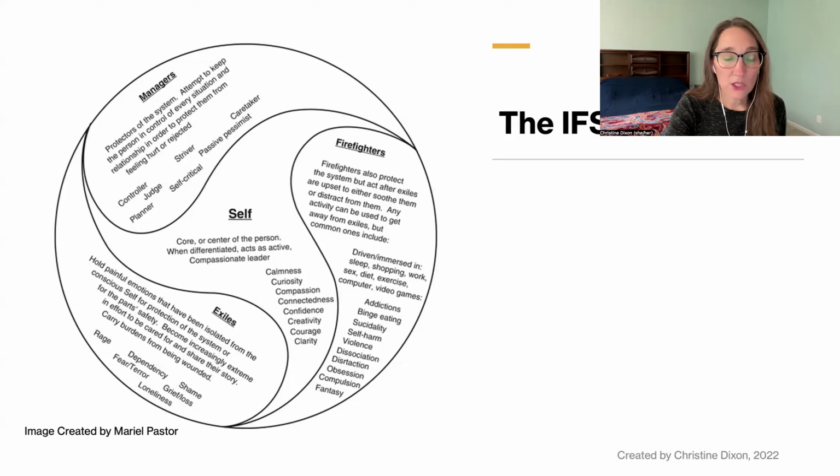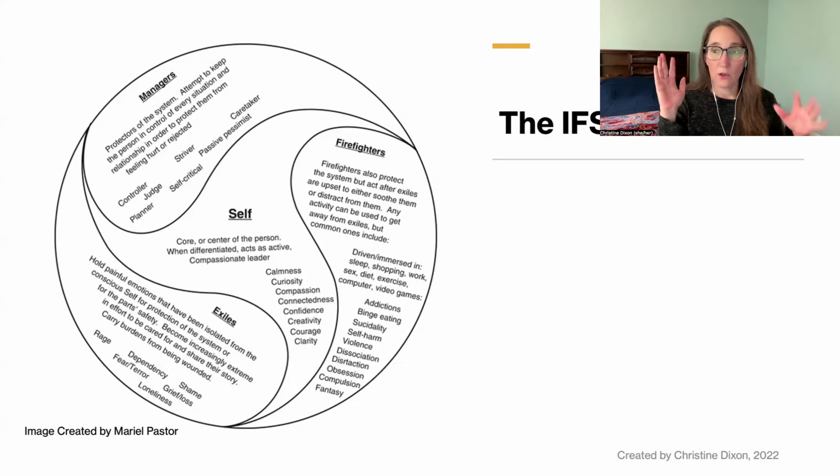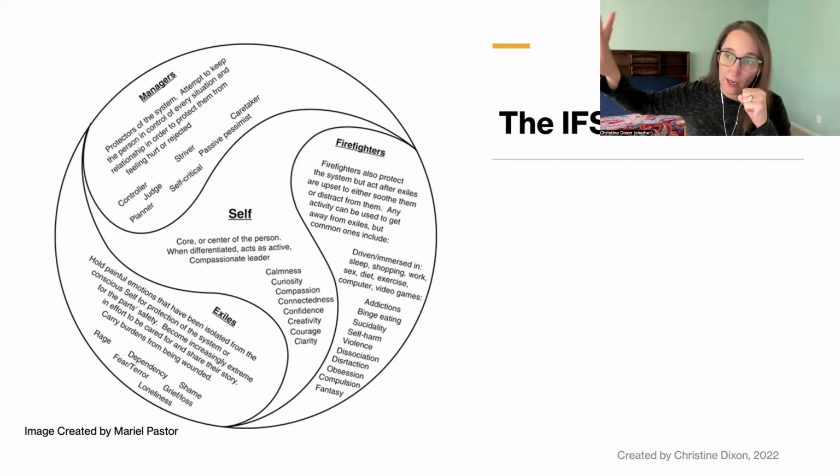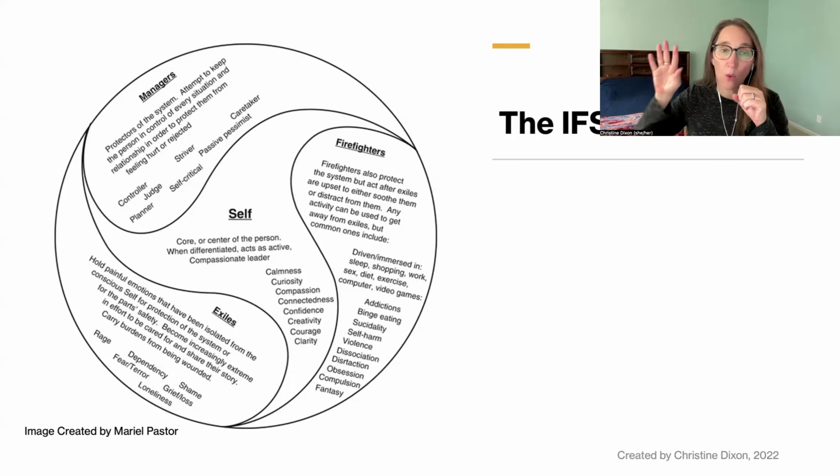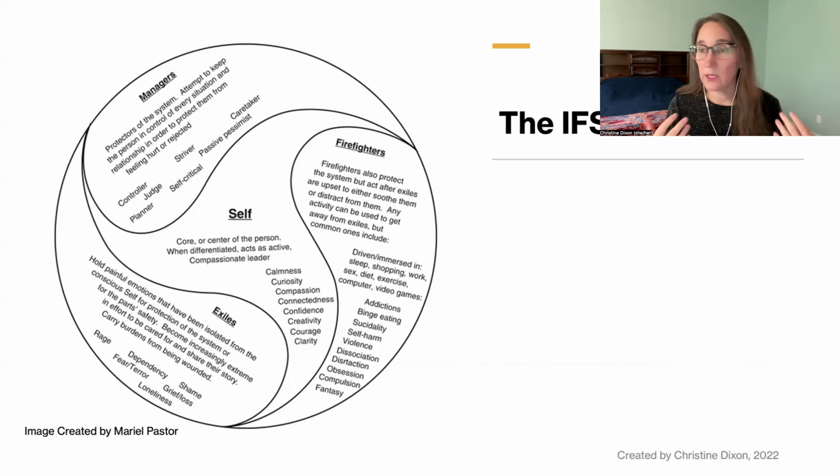distraction, obsession, compulsion, fantasy. So you can see that these are ways that the pain gets numbed or soothed or diverted and distracted from, or perhaps pushed out in anger, in violence. So they're working really hard.